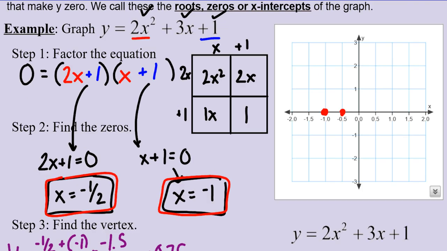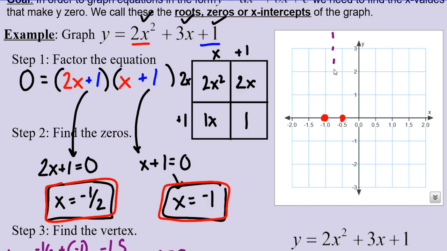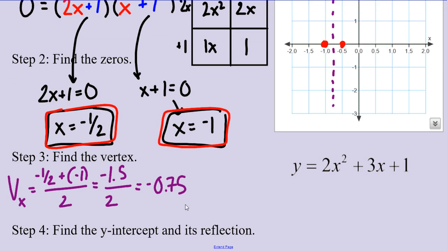So I know my vertex, its x-coordinate is going to be along the axis of symmetry here. That axis of symmetry is when x is equal to negative 0.75. If I know an x-coordinate, how do I get the y-coordinate? Because right now all I know is that the vertex's x-coordinate is negative 0.75. I put negative 0.75 in for x in my equation.